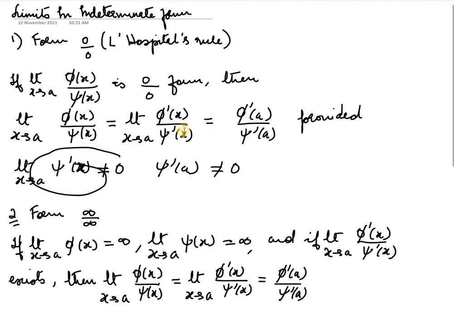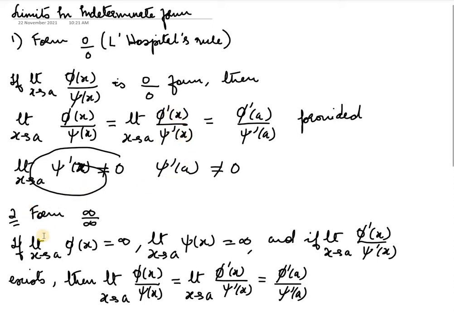So if you have a function of the form phi x by psi x, and the limit as x tends to a is of 0 by 0 form, then we can apply this L'Hopital rule. In some cases, the limit of phi prime of x by psi prime of x is still of 0 by 0 form. Then you can continue to differentiate the numerator and the denominator a second time, and if the limit of phi double prime of x by psi double prime of x exists, then the limit of phi x by psi x will be equal to the limit as x tends to a of phi double prime of x by psi double prime of x.